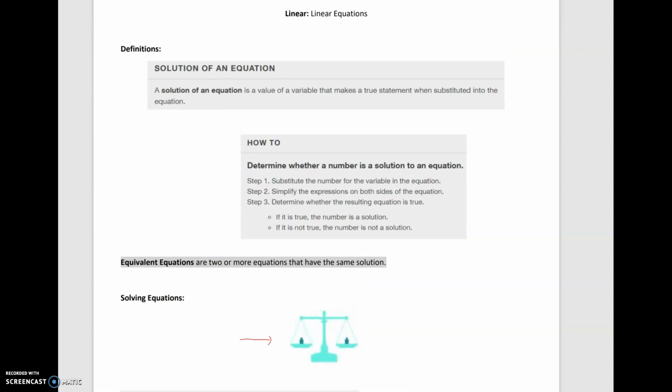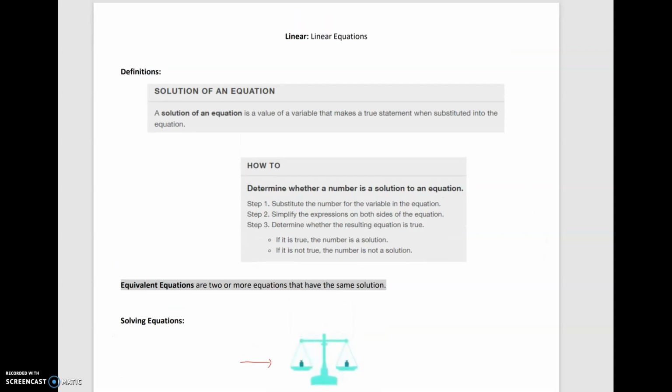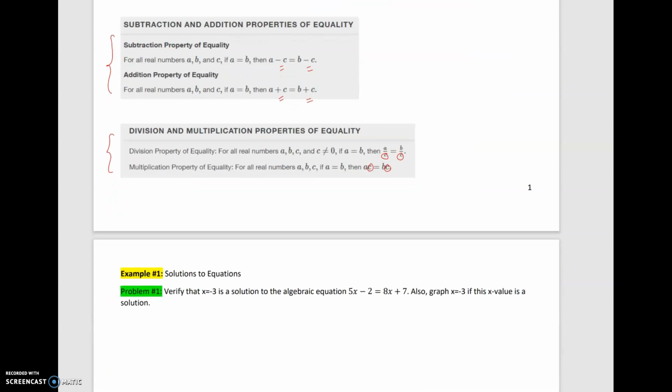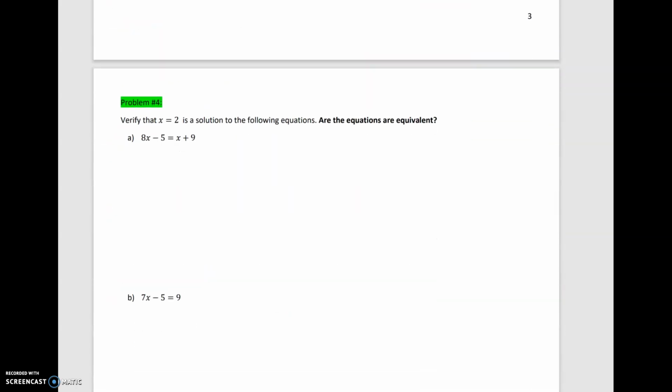Now, if they're asking us to check, we just have to double check that after we evaluate the solution, we obtain a true statement. And remember that a true statement could be anything like 7 is equal to 7, 0 is equal to 0. Any value that makes a true statement, that's the check to determine if we do have in fact found the correct solution. So let's take a look at the first problem.